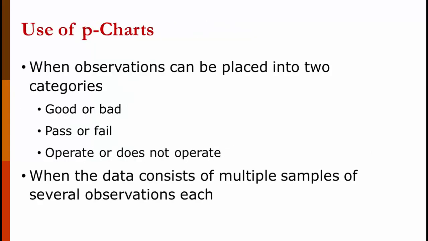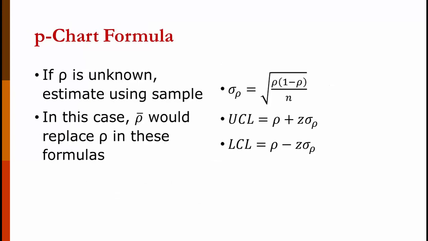So as I said, use a P-chart when observations can be placed into two categories: good, bad, pass, fail, works, doesn't work. With a P-chart, you're going to have multiple samples, and you're going to compute the proportion of defects in each sample. With a P-chart, you typically don't know the population proportion.